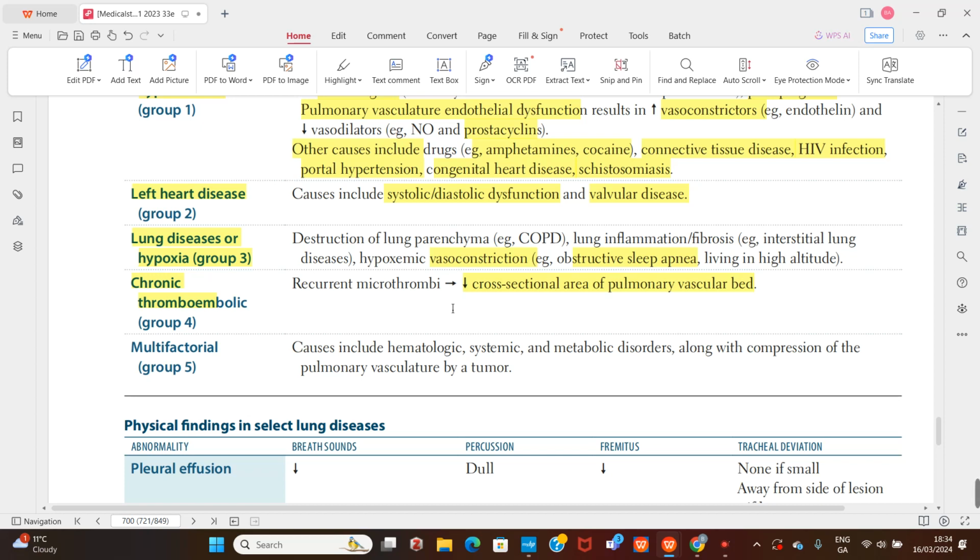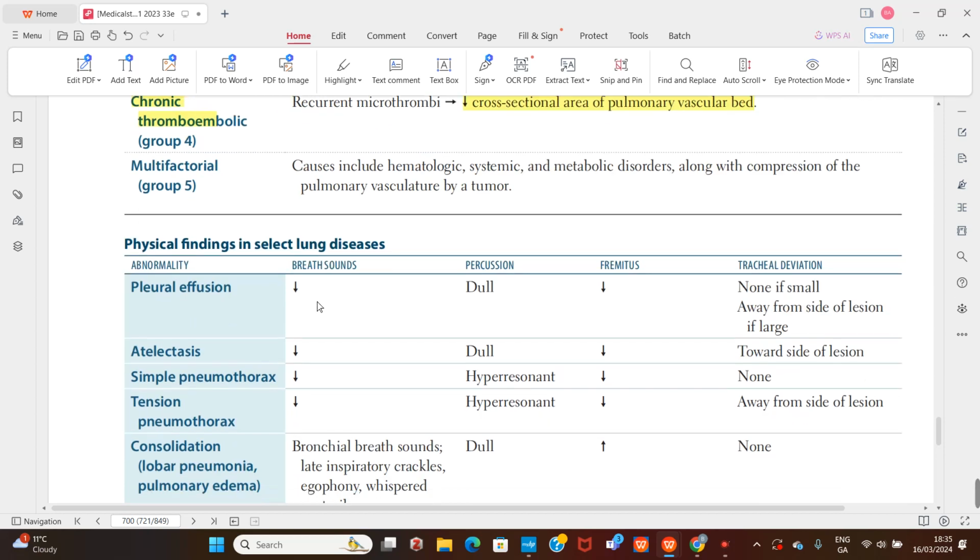So malignancy, splenectomy, people with some thrombophilic condition like factor V Leiden, antithrombin III deficiency, antiphospholipid syndrome, they can have group 4. They can have this. Very, very common.